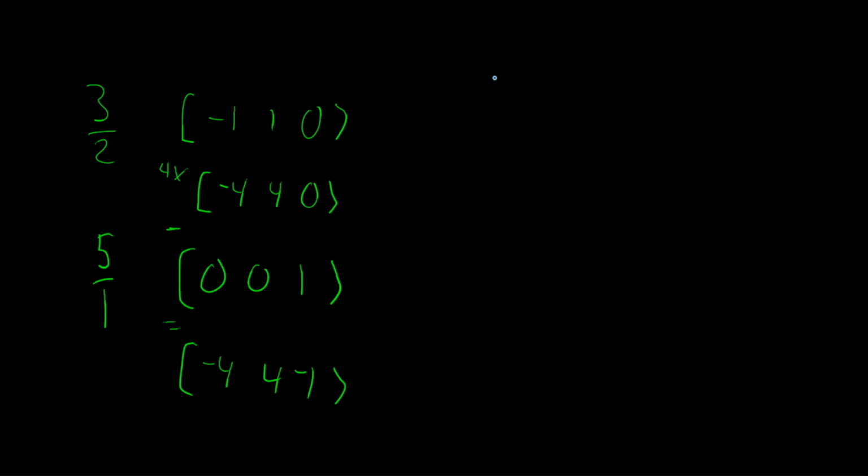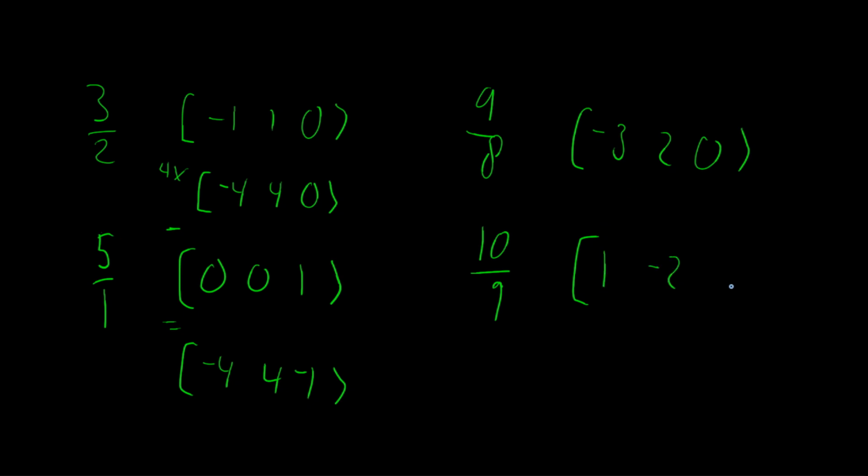So I'll give one more example. The Monzo for 9 on 8 is -3 2 0, and you can check my math on that. And the Monzo for 10 on 9 is 1 -2 1. And if we divide this one by this one, all we're doing is just subtracting each value from there. So we get -4, because -3 minus 1 is -4. 2 minus -2 is 4, and 1 minus 1 is 0 minus 1 is -1.